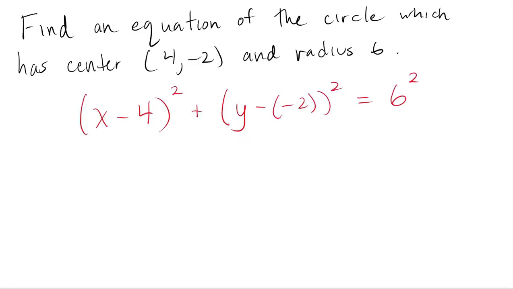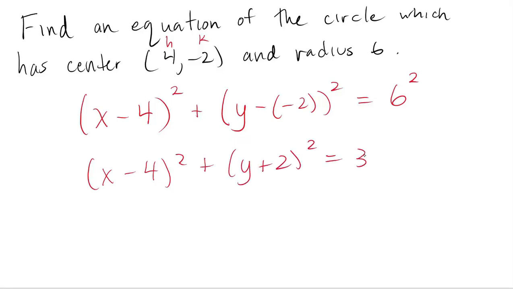x minus h, where the x coordinate of the center is h, squared plus y minus k, where the y coordinate of the center is k, squared equals the radius squared, r squared. And this can be simplified. This is (x minus 4) squared plus (y plus 2) squared equals 36. And there's the equation of the circle.